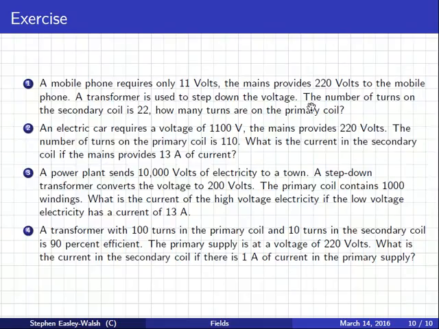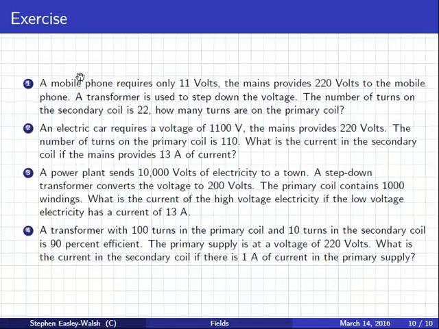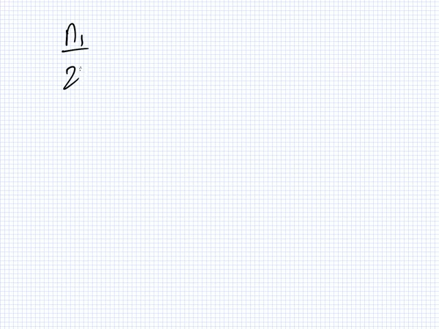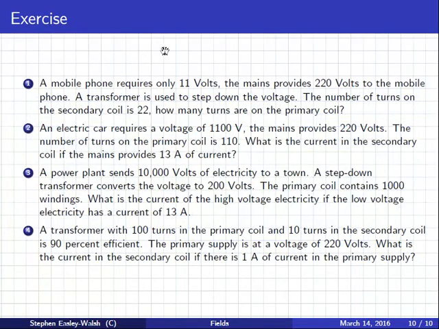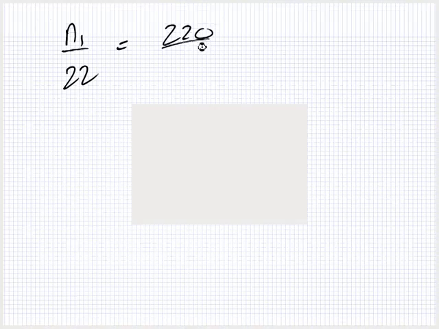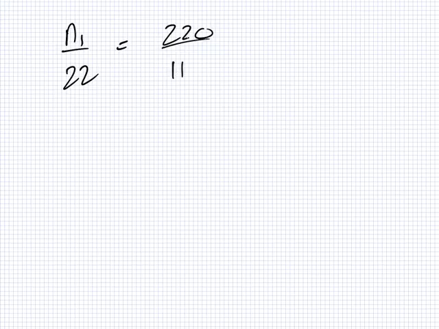A mobile phone requires only 11 volts. The mains provides 220. A transformer is used to step down the voltage. The number of turns on the primary coil is 22. How many turns are on the secondary? So we have N1, which we don't know, over 22 equals V1 over V2. Alright, so that goes in there 20 times. Is it 440? Yeah. Alright, well that was easy peasy.